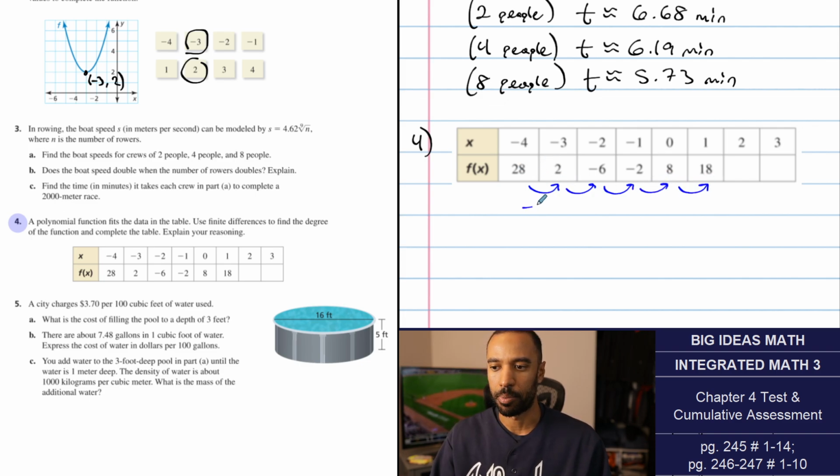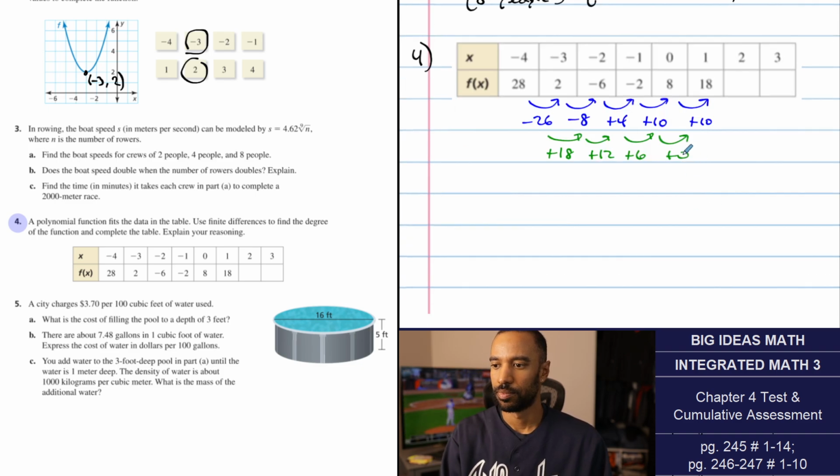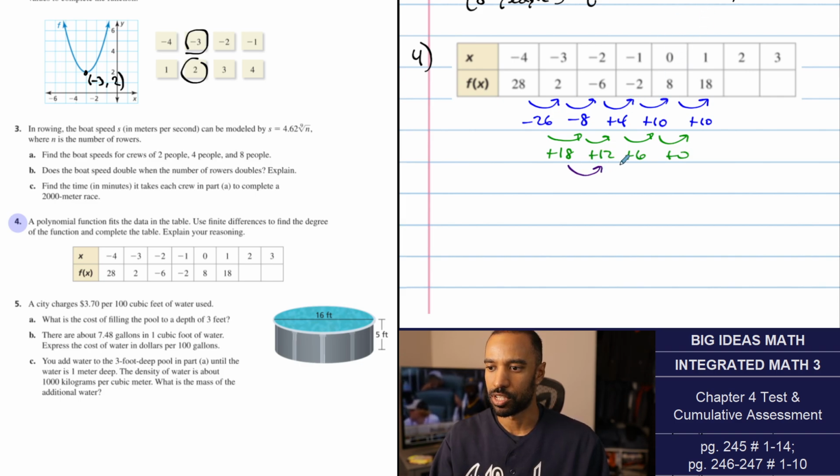Now, sometimes I screw up on these, so let's hope I don't here. The values are negative 26, minus 8, plus 4, plus 10, plus 10. From there, the differences are plus 18, plus 12, plus 6, plus 0. And the finite differences here are minus 6, minus 6, minus 6. So 6 less than before.